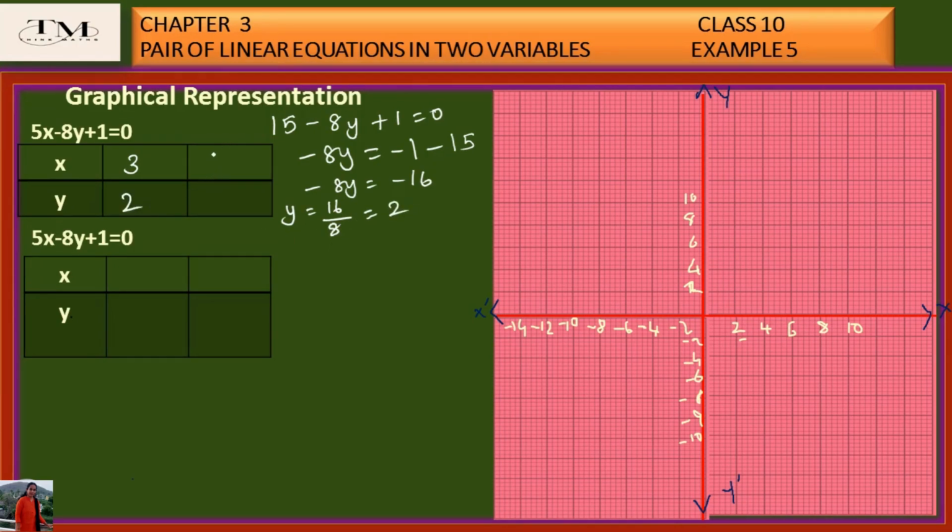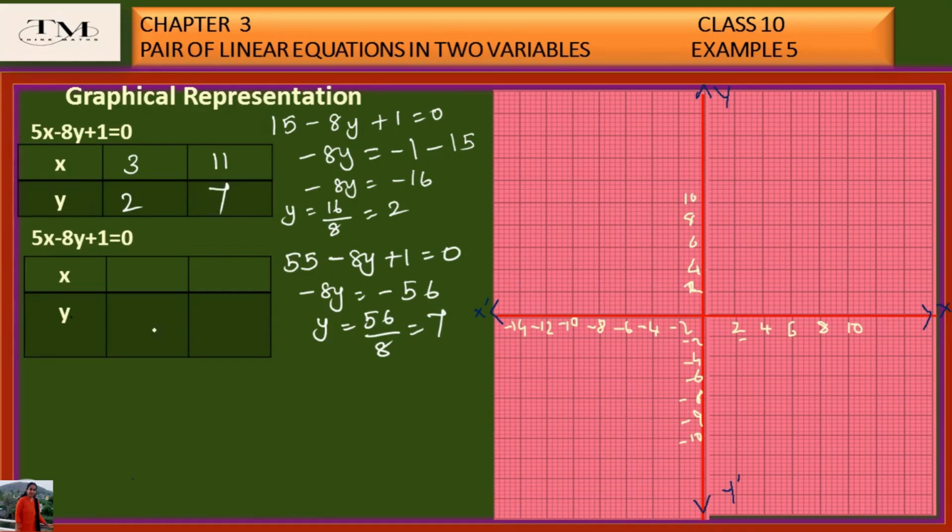Next I am going to take the value 11. So when x is equal to 11, 5 into 11 is 55, minus 8y plus 1 equal to 0. So minus 8y, this 55 plus 1 is 56. When it goes to the other side, it will be minus 56. Both the negatives get cancelled. So y will be equal to 56 divided by 8. 56 goes 7 times in 8, since 7 8s are 56. So the answer is 7.